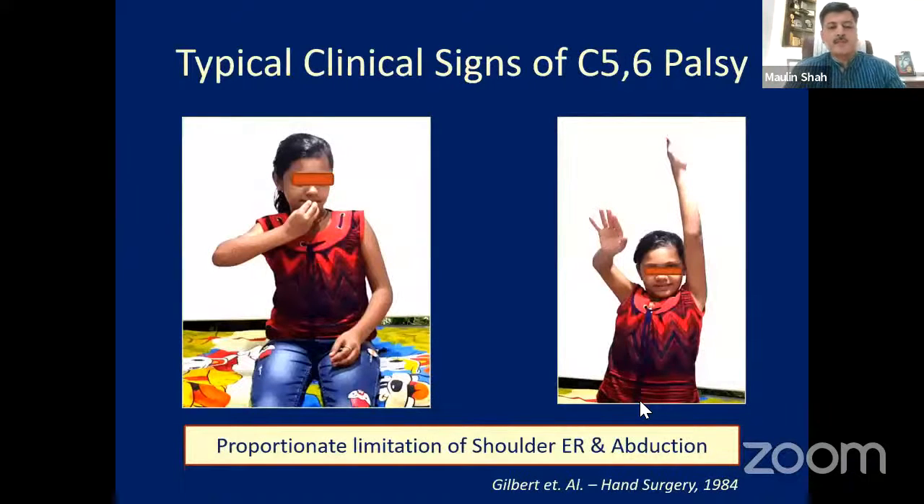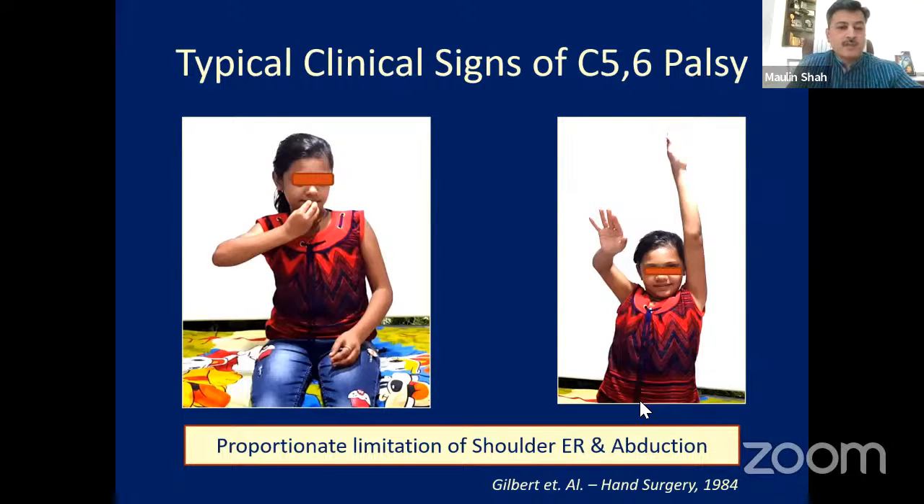Now, we all know that proportionate limitation of shoulder external rotation and abduction is a typical clinical sign of C5-6 or Erb's palsy. These patients have a common phenomenon that their passive external rotation is limited and they have internal rotation contracture, and this leads to limitation of external rotation. And many a times they have limitation of elevation as well.